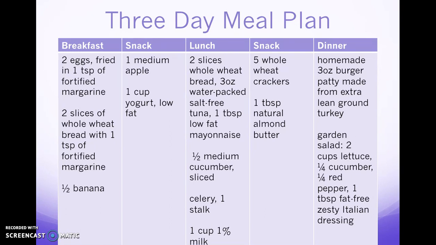And then for lunch is a tuna sandwich with whole wheat bread, water-packed tuna, and 1 tablespoon of mayonnaise. And then on the side, some vegetables, cucumber, celery, and to drink, low-fat milk. For her snack, 5 whole wheat crackers, so again, more fiber, and 1 tablespoon of natural almond butter, so low sugar, a good source of protein, and healthy fats.